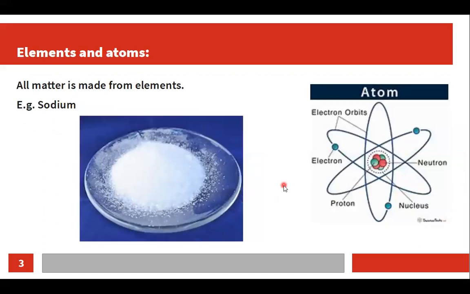All matter is made from elements. Elements are substances that cannot be broken down into anything simpler. This is because they are made of one kind of the same small particle, and these small particles are called atoms. You can see we've got a diagram of an atom here. In this lesson, we're not going to be talking about what each part of an atom is called; that'll be in a few lessons later. We've got an example of an element, and that is sodium. Sodium is a metal, so this could just be a sodium salt, not too sure.